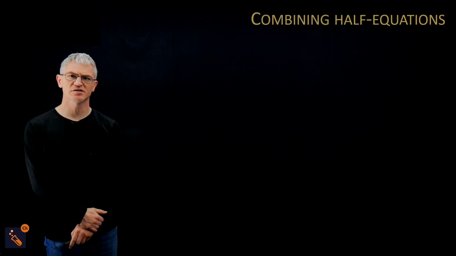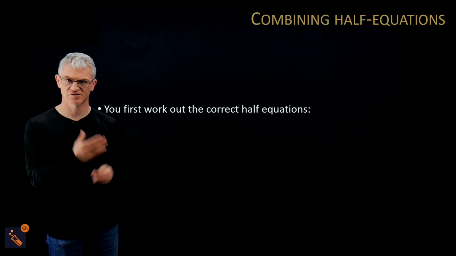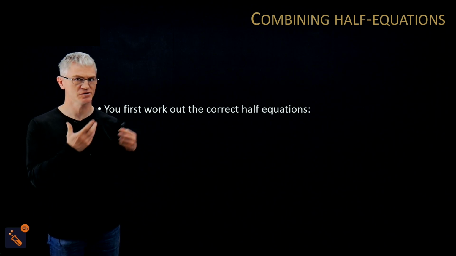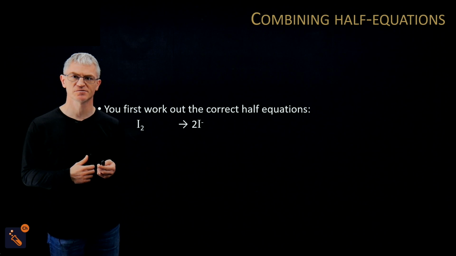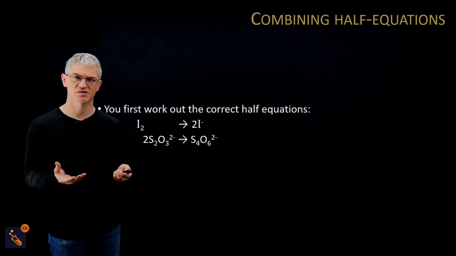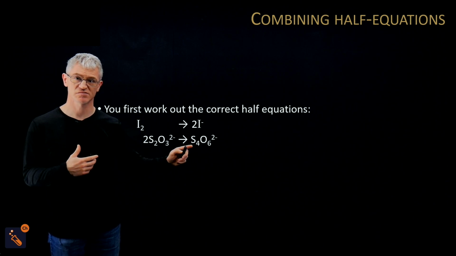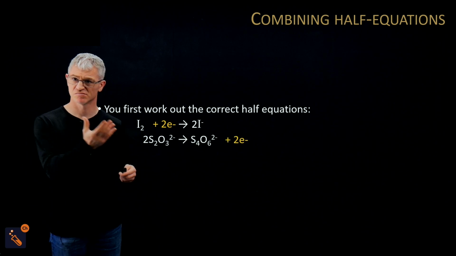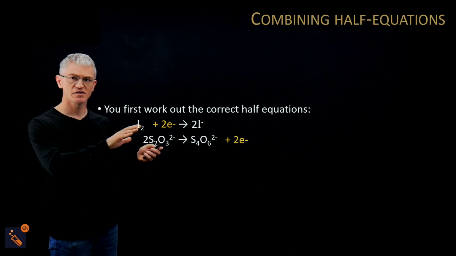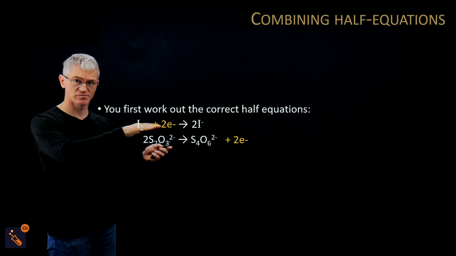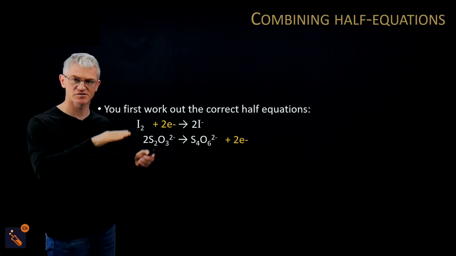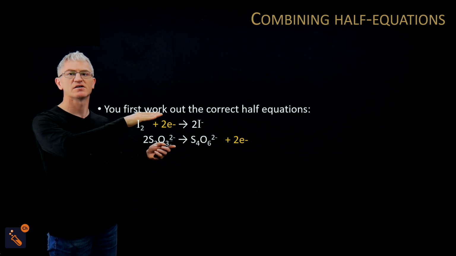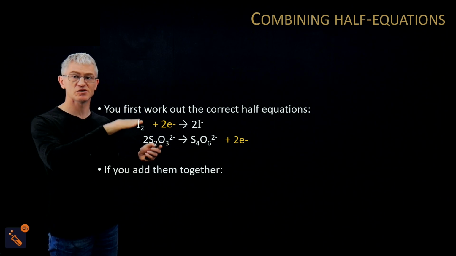Okay, so let's combine these half equations together. That's the main thing you do to do titrations as well. So there's links forward to titrations. Firstly, work out the correct half equations. Okay, we've got these ones, and they're all balanced apart from the electrons. So there you go. Electrons have to be the same number. So you're going to have to balance this to make sure the electrons are the same number, and we'll do that in subsequent examples. Okay, and then you see that, right, we put them together.